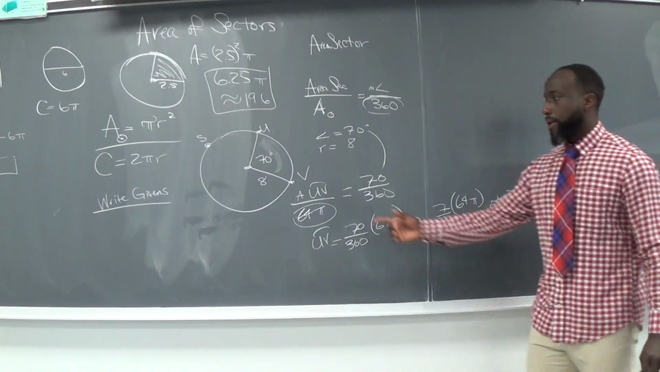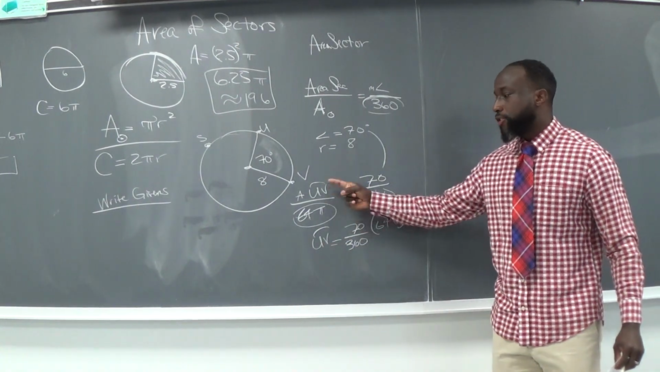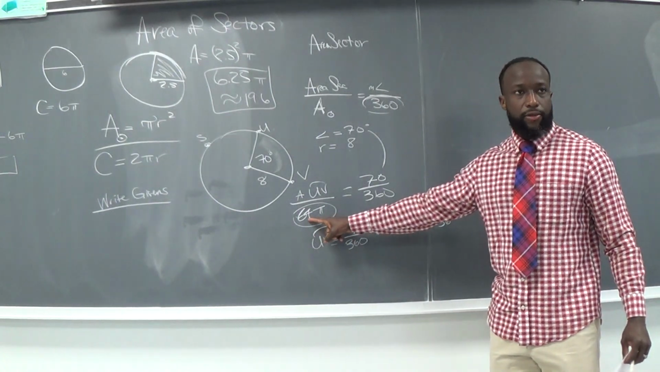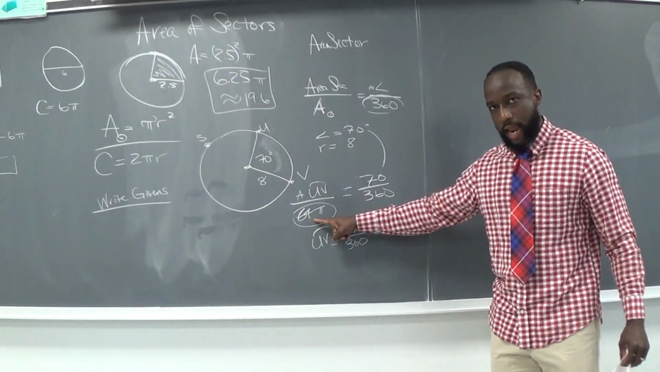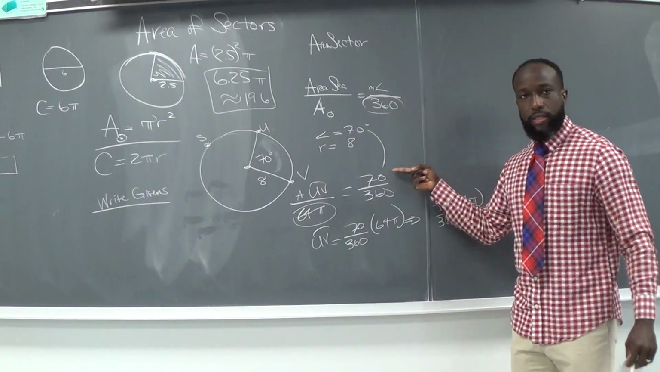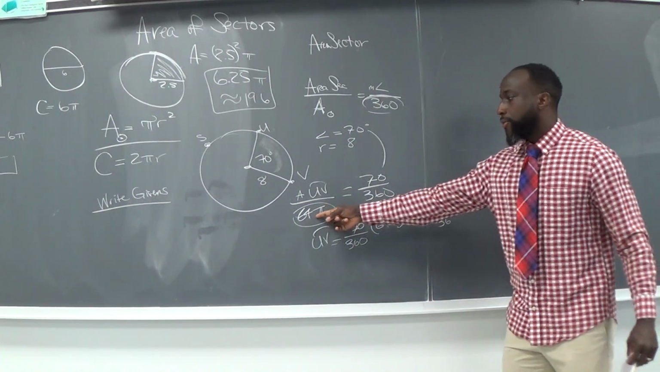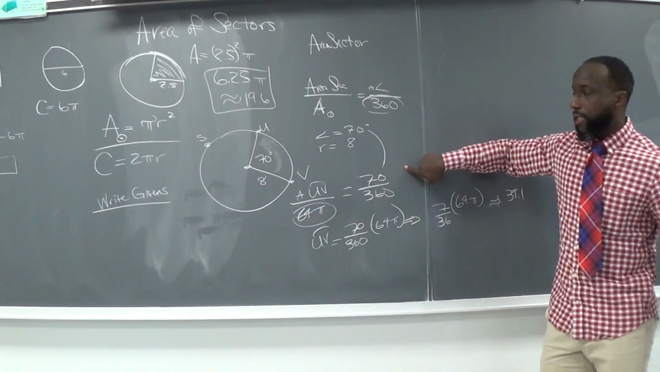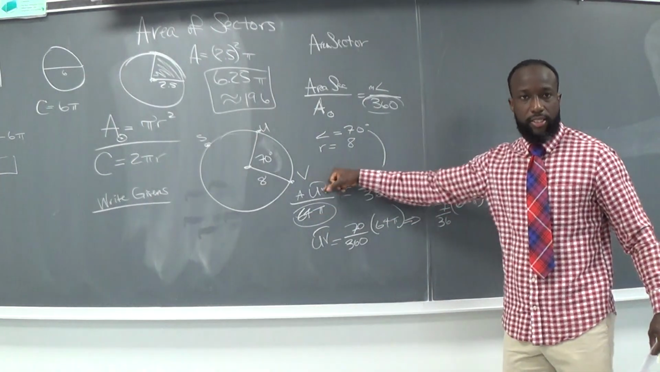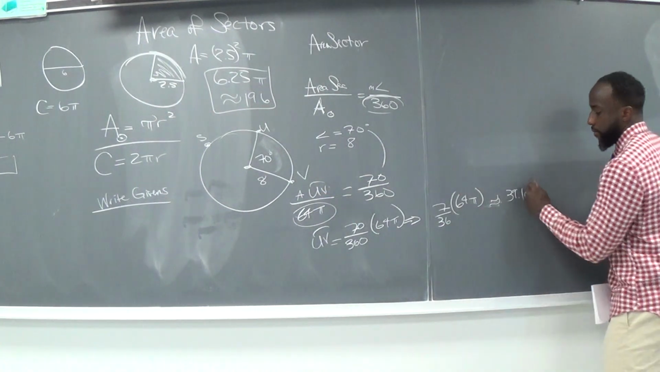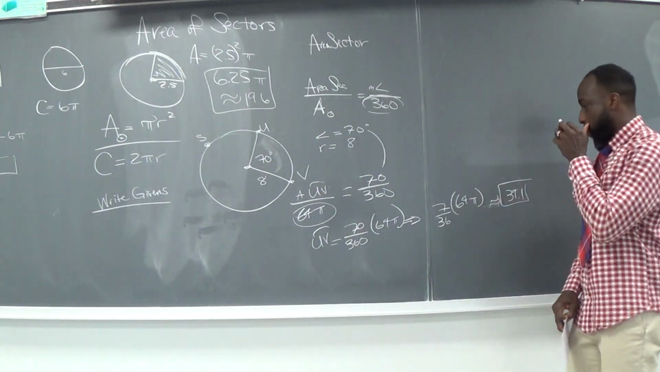Again, we're trying to find the sector. The sector over the area of the circle, 64 pi, equals the central angle divided by 360. 360 is given, right? We bring this 64 pi over to the other side to get the sector, what we're trying to find, alone by itself. And then we end up with roughly 39.1.